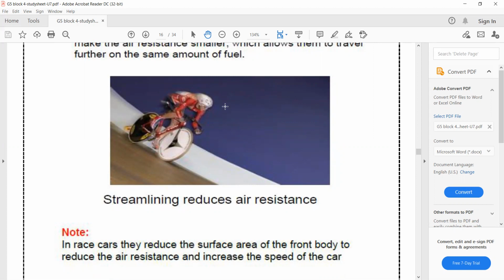Also, if you remember, when we talked about the shape of the fish and some other animals like some birds, we said that the fish has a streamlined shape, the bird has a streamlined shape, also the plane has a streamlined shape to decrease the surface area and also to decrease the air resistance and make them move faster, the fish through the water and the bird through the air.